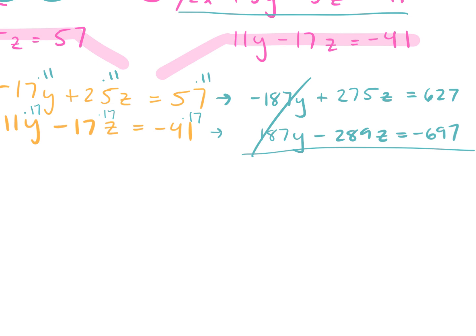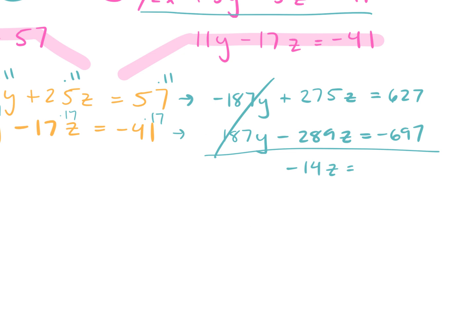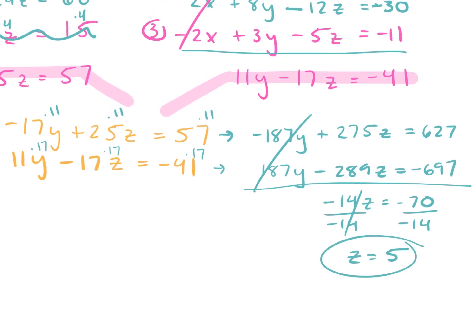275z minus 289z would be negative 14z. And then 627 minus 697 would be negative 70. Divide both sides by negative 14. What is 70 divided by 14? 5. Awesome. Positive 5. So we found z. What can we do next?